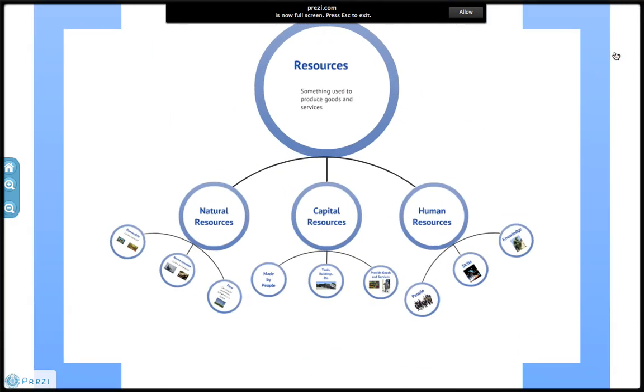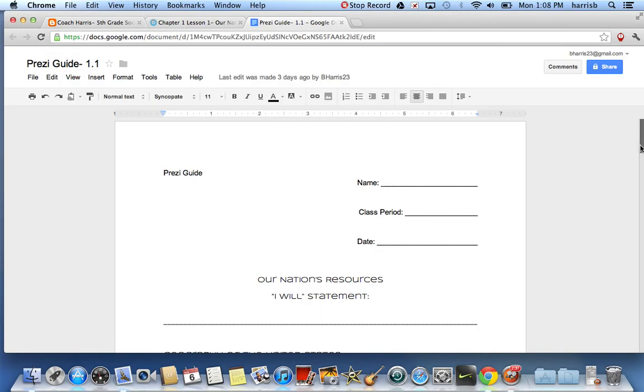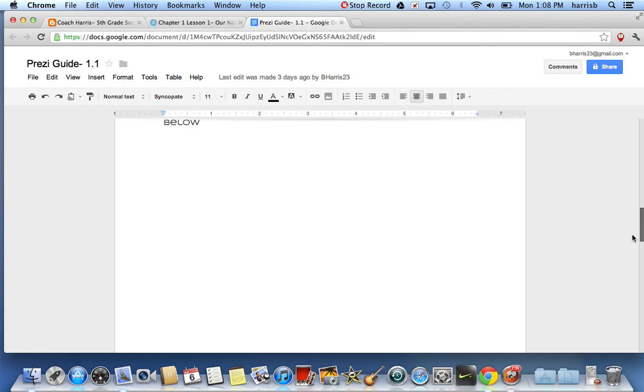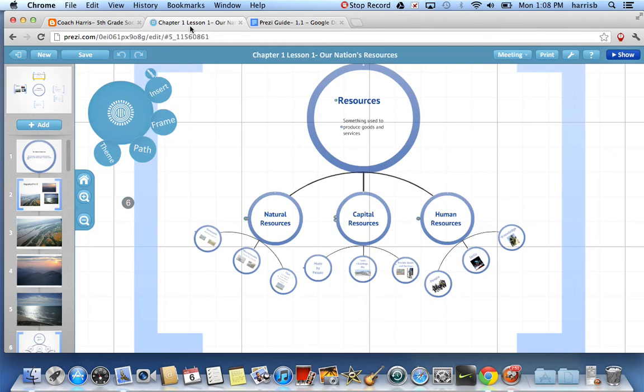Now here's a graphic organizer that I really would like for you to copy down in that blank section of your guide. I can show you really quick this section of your Prezi guide right there. Under number 3, draw the graphic organizer from the Prezi in the space below. I want you to actually draw the graphic organizer similar to the one that I have here.